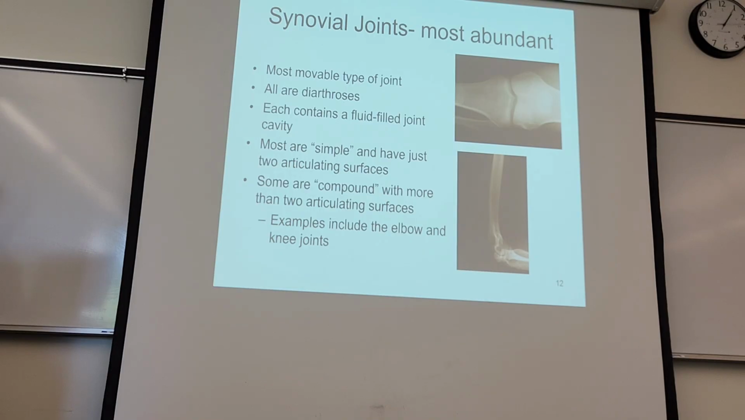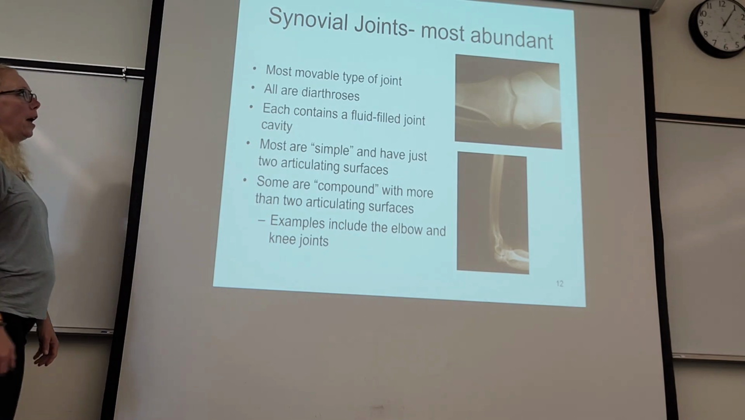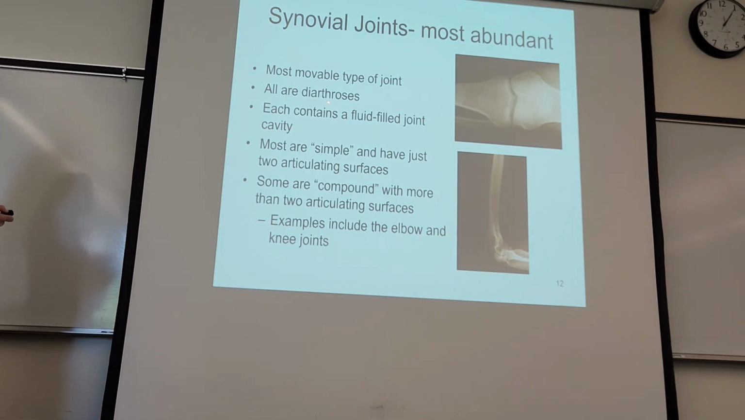Okay, so that rounds out the structural classification that's cartilaginous. So now the final structural classification is synovial. And synovial joints are the most abundant in the body. Those are the joints that I work with most in the clinic. And those are all diarthrotic. They all are freely movable. And they all have a joint cavity. Okay?